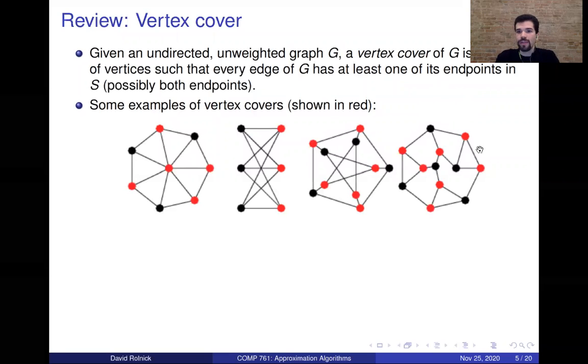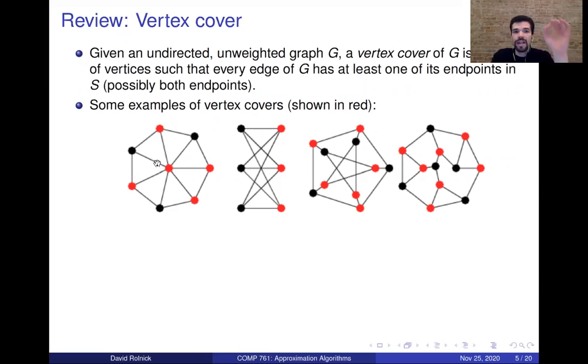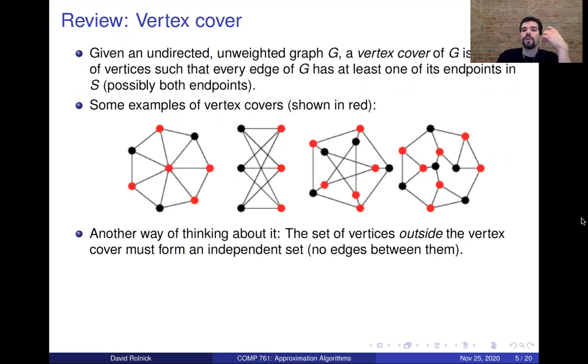And then again, here are some examples of vertex covers, which are the vertices shown in red. So here, every edge in the graph touches at least one of the red vertices. This one touches 2 red vertices, this one touches just 1. But you never have an edge with 2 black vertices. Another way of thinking about it is that the set of vertices outside the vertex cover must be an independent set. There are no edges between 2 black vertices here. And last time we actually used the fact that the things outside of a vertex cover are an independent set in order to prove a reduction from clique to show that vertex cover is NP-complete.